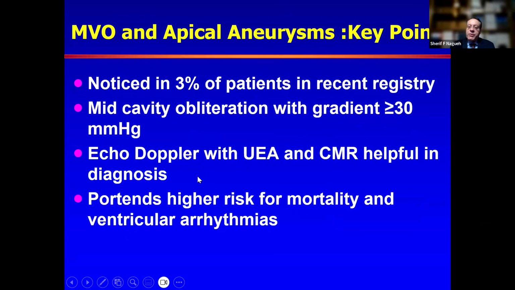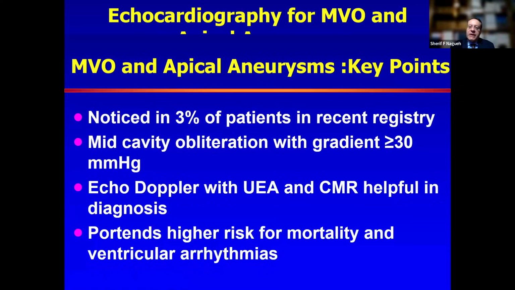To be able to diagnose what is happening in the more distal part of the ventricle, distal to that mid-ventricular obstruction, you may need to use ultrasound enhancing agents. Cardiac magnetic resonance plays a great role in identifying these cases, and if you have doubt and the echo is not clear, then it is recommended that you refer them for imaging with cardiac MR. The finding of an apical aneurysm portends a higher risk for mortality and ventricular arrhythmias and can trigger a recommendation for an ICD implantation. So we do not want to miss the presence of an apical aneurysm.